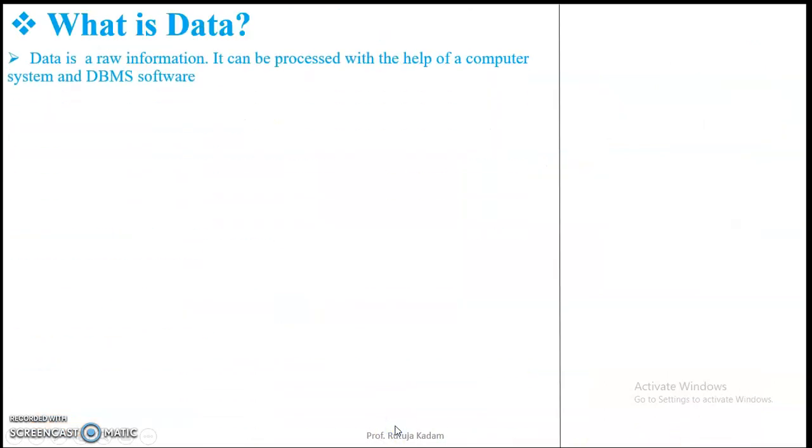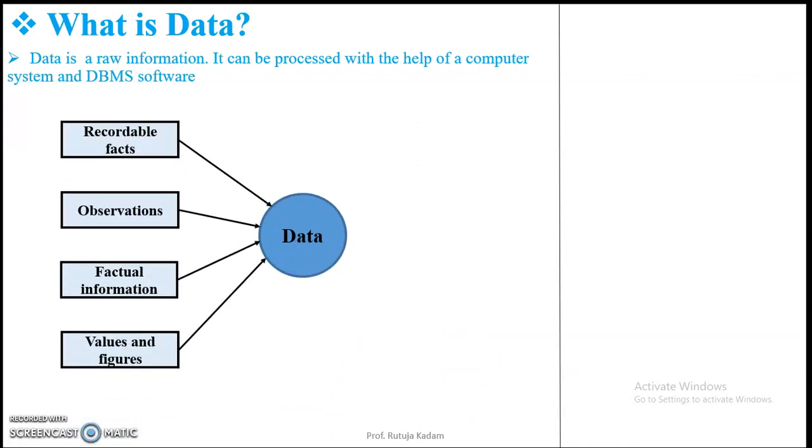So what is this data? Data is raw information. It can be processed with the help of a computer system and DBMS software. I'll elaborate on the DBMS software later; right now, I'll focus on the data. So what is data? Any raw data that comes in is nothing but data, that is, some recordable facts, observations, factual information, values and figures.